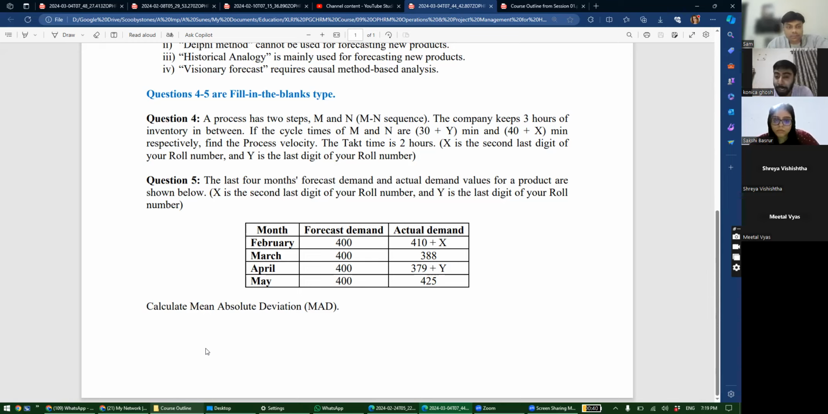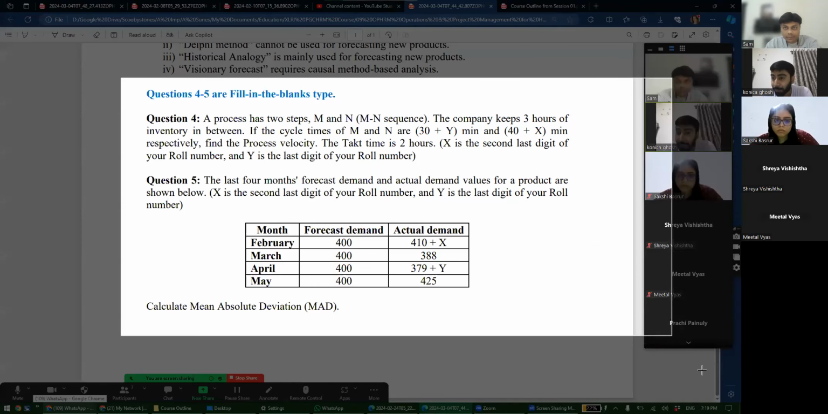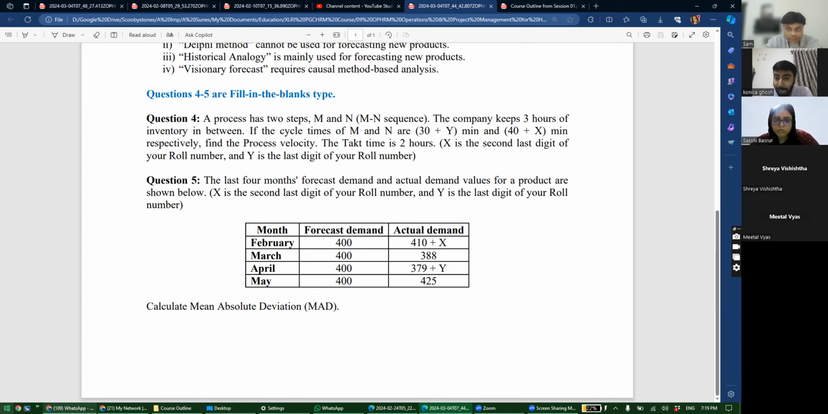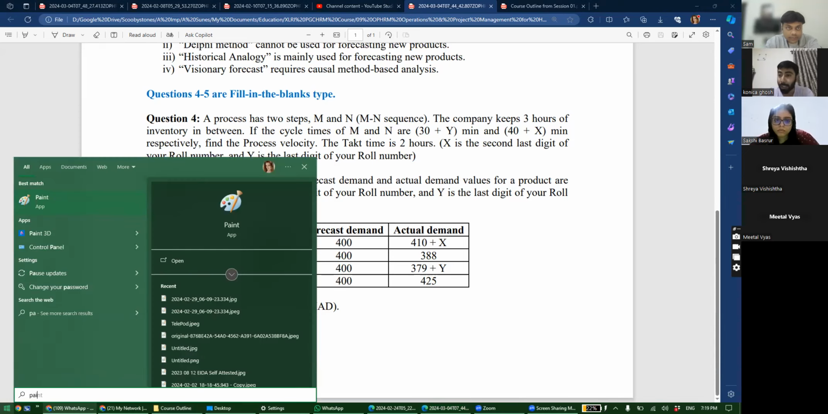Basically, we can add another column. Beside this actual demand, we can add another column called deviation. I'll do that. If you want, you can add it in your worksheet, wherever you're doing.